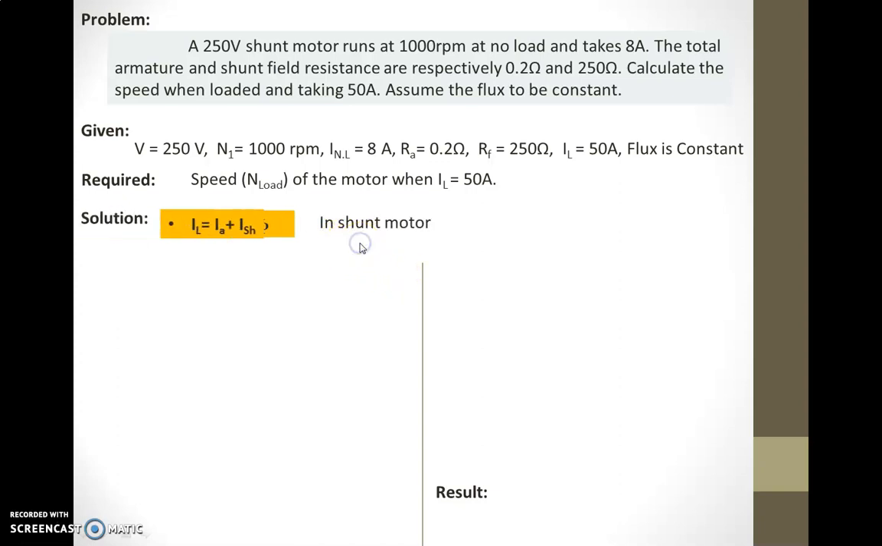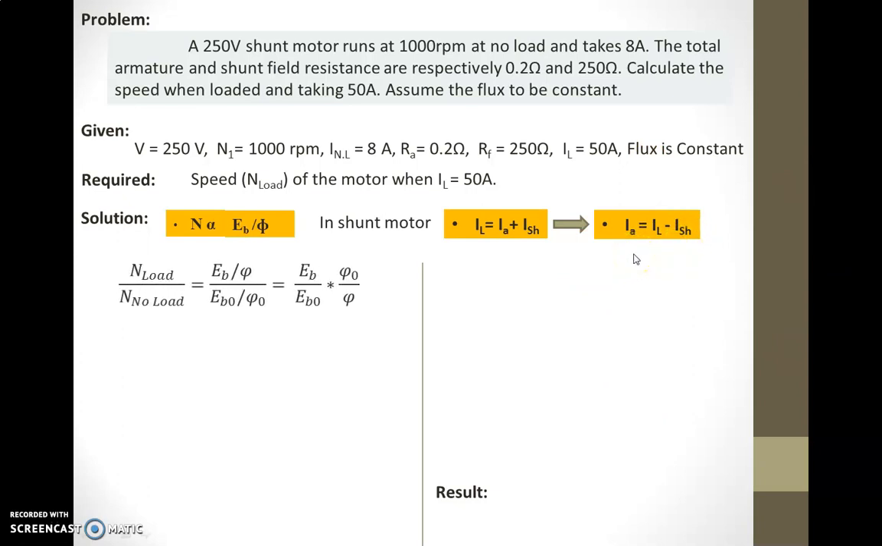in shunt motor, load current is the addition of armature current and shunt current. From this equation, we can get the equation of armature current, that is IA is the difference between load current and shunt current. To solve this problem, we have to get the ratio between speed at loaded condition and speed at no load condition. As we discussed earlier, N is proportional to EB by phi.